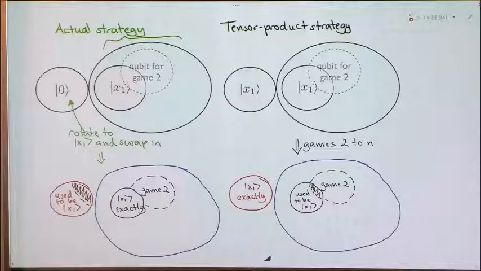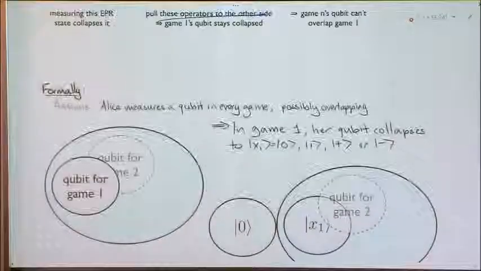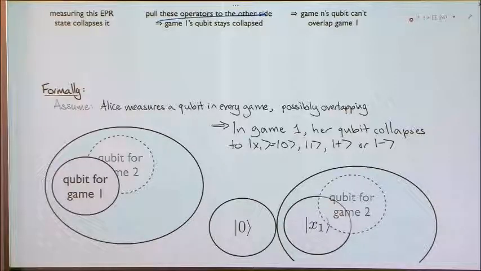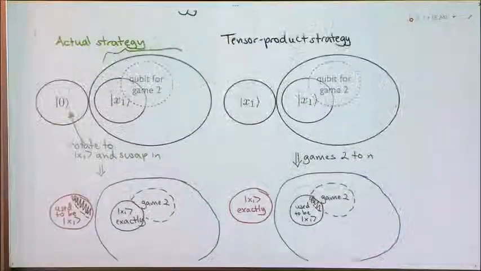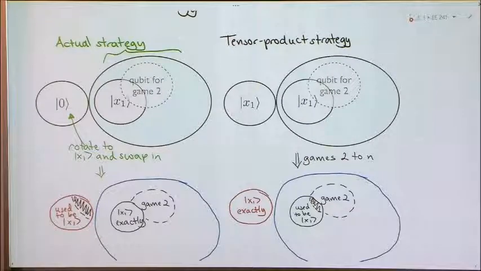And it's quite simple to see how it works. So on the right, I have the actual strategy. Sorry, I have the tensor product strategy. So when you play games 2 through n, you mess up this qubit, potentially. This is the first game's qubit. And so it's no longer ket x1. It could be something different. It could have been messed up. But here, this is still x1 because nothing in games 2 through n uses that qubit.